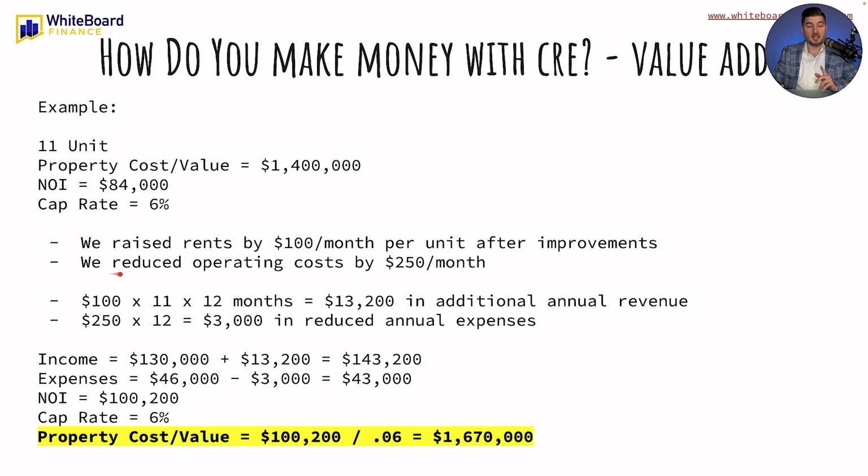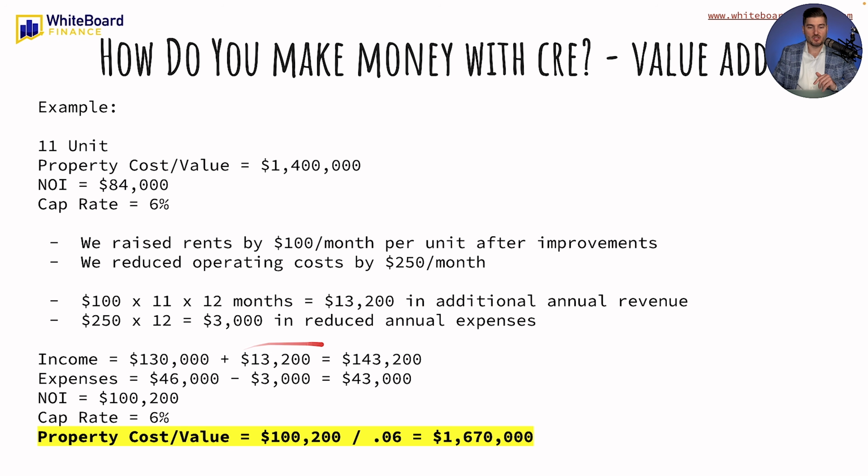So not only did we raise the rents, but we also fired the old mom and pop running the place that were super inefficient, and we hired a nice management team, but it ends up reducing our operating costs by $250 a month by how efficient they are. So if we take $100 per month, raising the rents by 11 units times 12 months, we just created an additional $13,200 in additional revenue per year. Now, we also reduced our annual expenses by $3,000 because we're now saving $250 a month times 12 months, which is $3,000, okay?